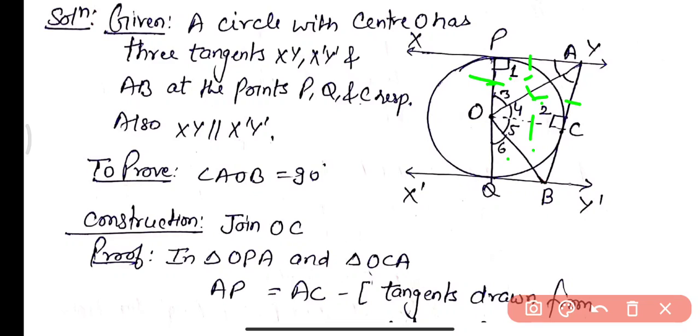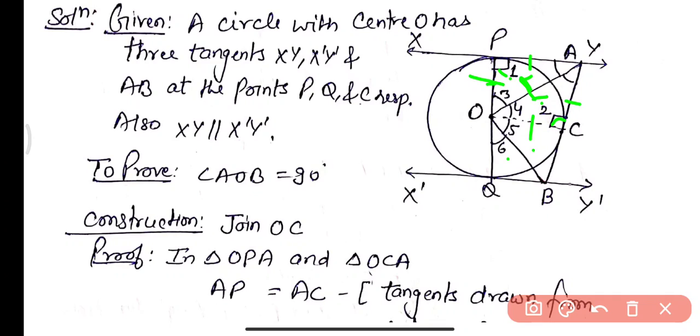So angle 1 is a right angle, and similarly angle 2 is a right angle. So angle 1 equals angle 2 equals 90 degrees each. AP equals AC, that is the length of tangents, and AO, or you can say OA, is common to both. The side opposite to the right angle will be the hypotenuse. So you can see OA is the hypotenuse of triangle APO as well as ACO. So these two triangles are also congruent by the rule RHS, right angle hypotenuse side. So we can prove these two triangles congruent by two methods, by SSS or by using RHS.